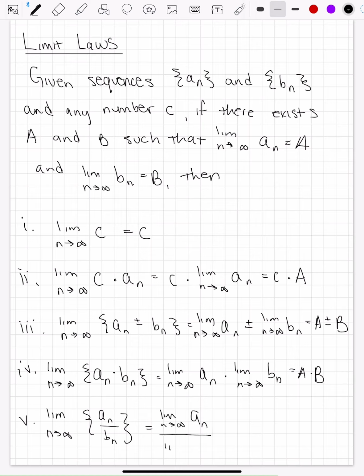an and bn, you can do the limit of the numerator and the limit of the denominator, and that's just going to be the ratio of the limits of the two things, right? And here obviously we cannot have that the limit of bn is 0. So none of the terms could be 0 because that's going to give us a problem in the denominator.